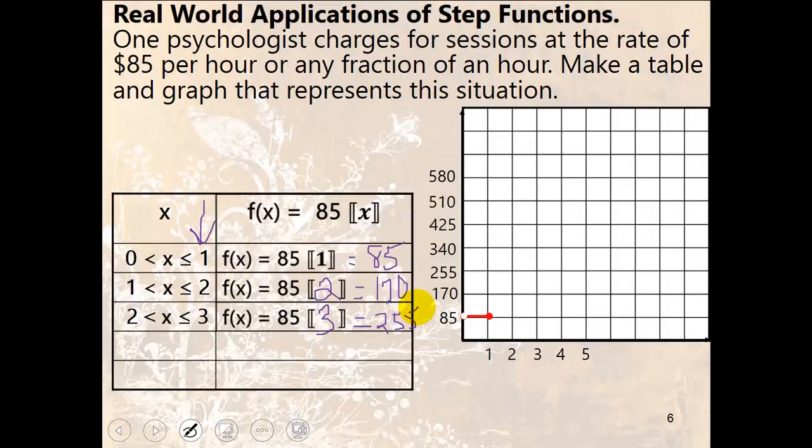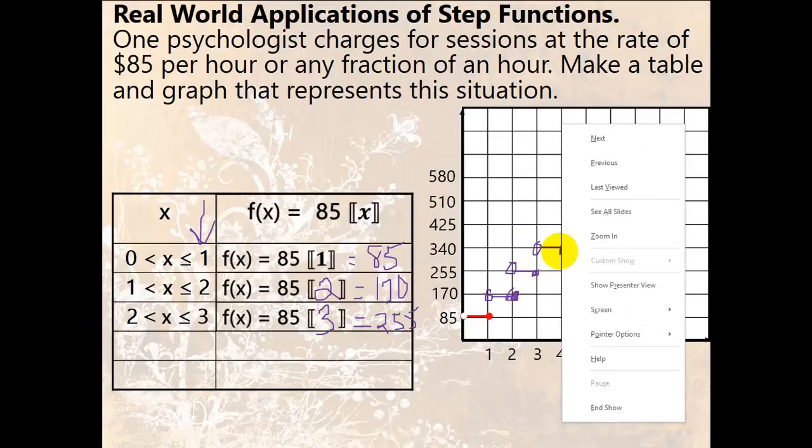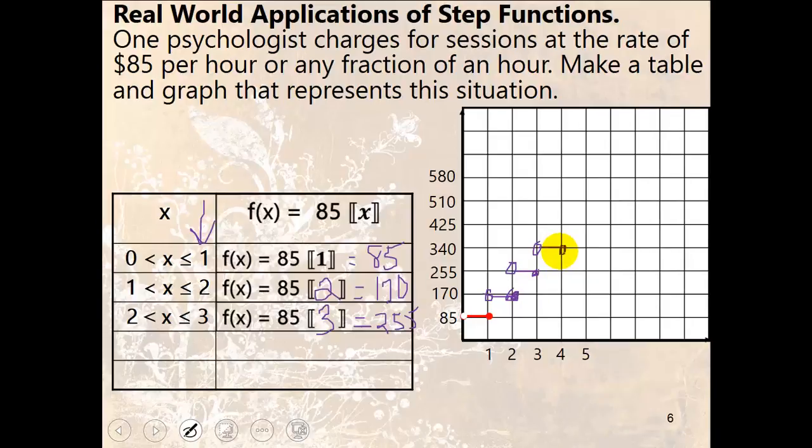So at hour 1 and a little bit, if you go just a little bit over, you're going to be at $170. At hour 2, just a little bit over hour 2, you're going to be at $255. And then you can see how the pattern is continuing. Open, closed. Sorry my clothes look so bad. It's just the way this screen works. And then it would just continue on and on.